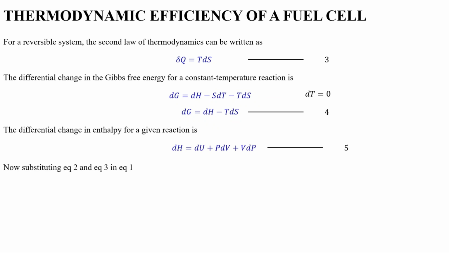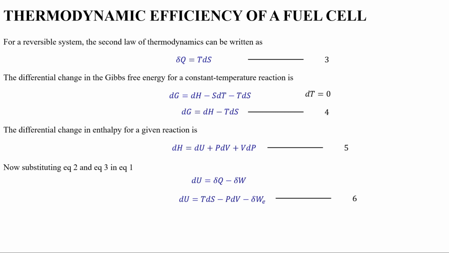We are going to put the values of δW and δQ in the first law of thermodynamics, dU = δQ − δW. δQ will be replaced by TdS and δW is replaced by PdV + δWE, because we have mentioned that work can be divided into the electrical work and the mechanical expansion work. That's why we can write dU = TdS − PdV − δWE. Now term this equation as equation number 6.